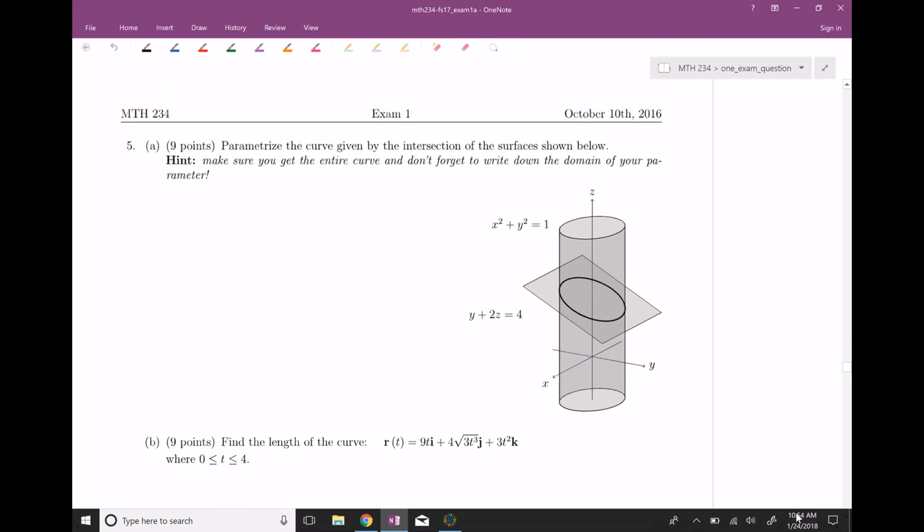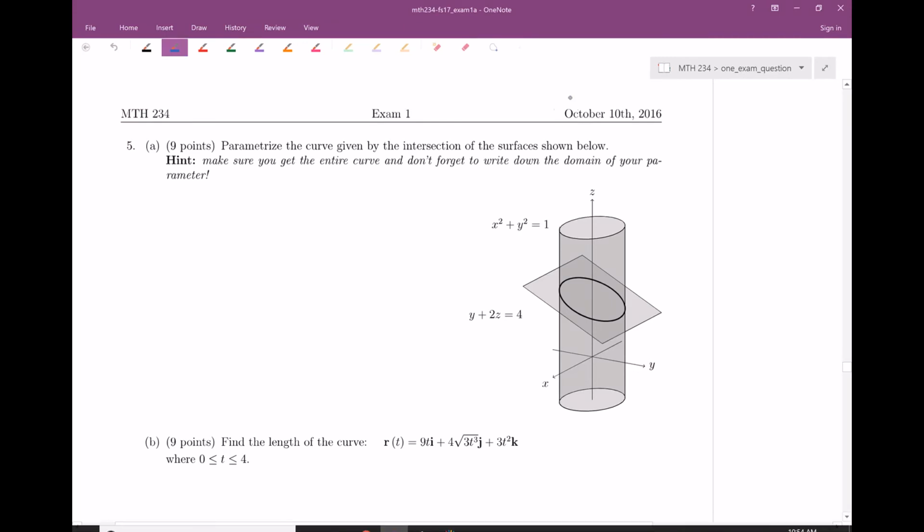Welcome everyone. Here is one exam question covering 13.1. We're here in an exam from fall 2016, it looks like. Our goal here is to parameterize the curve given by the intersection of the surfaces below.